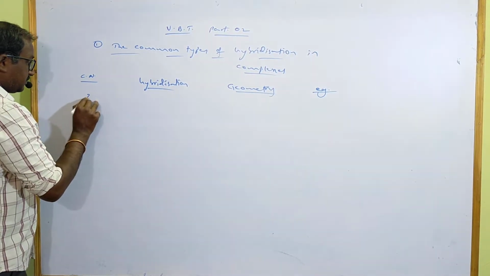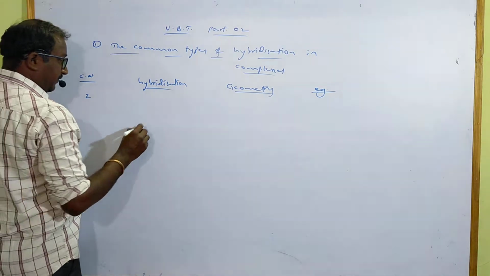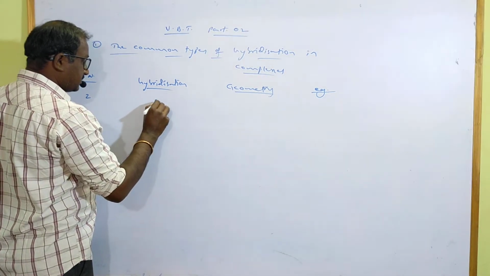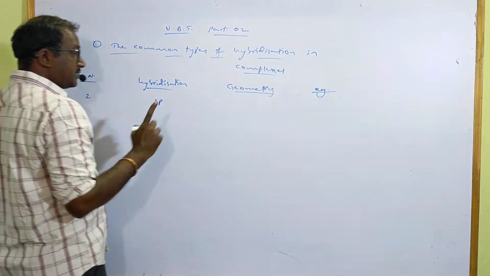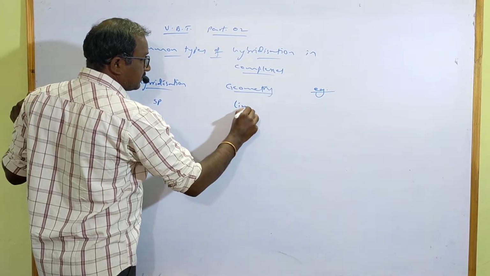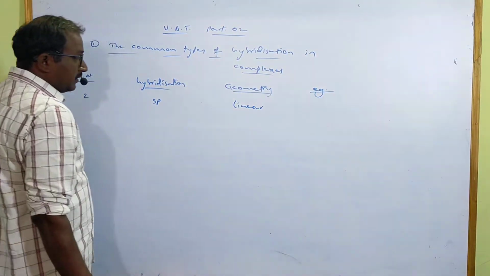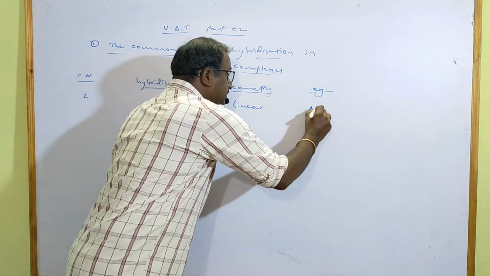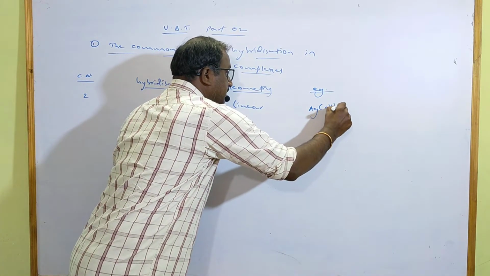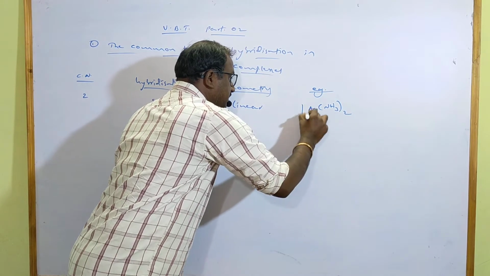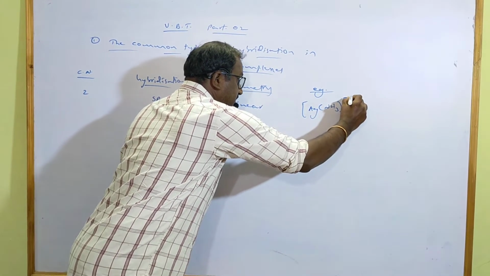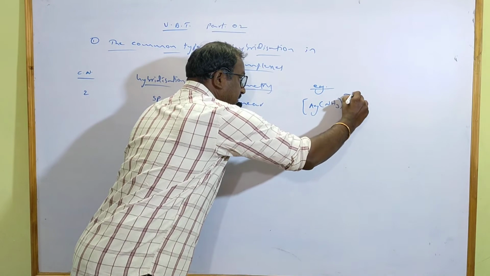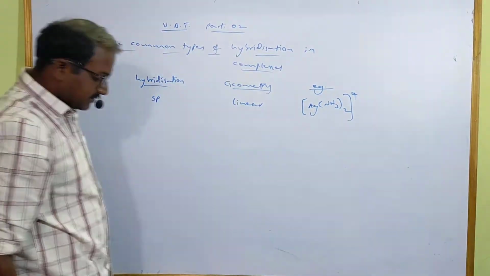Next, coordination number. If it is 2, definitely the hybridization will be sp. If hybridization is sp, the shape will be linear. Which type of complexes contains this linear shape? [Ag(NH3)2]+. Here 2 ammonias are ligands, so only one plus charge on Ag plus.